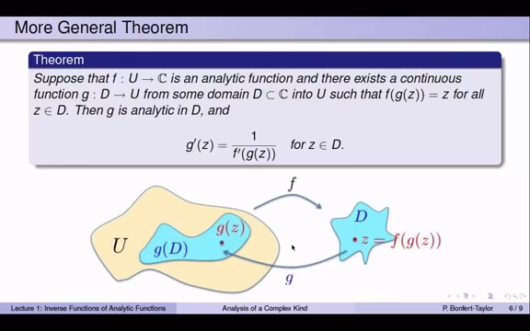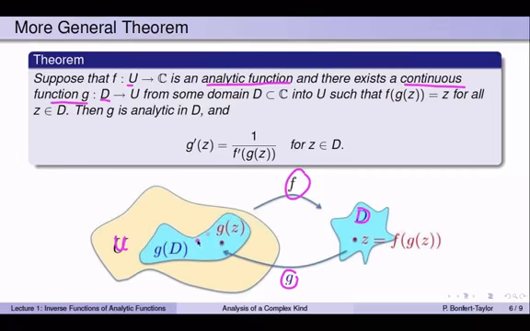Here's a more general theorem. Suppose that f is an analytic function defined on some set U. So here I drew U down here, and f is this function. And it maps U into the complex plane. And suppose there exists a continuous function g. It's this one down here. That's defined on some domain D. This is my D, and maps D into U. It doesn't have to go onto U, but somehow into U.